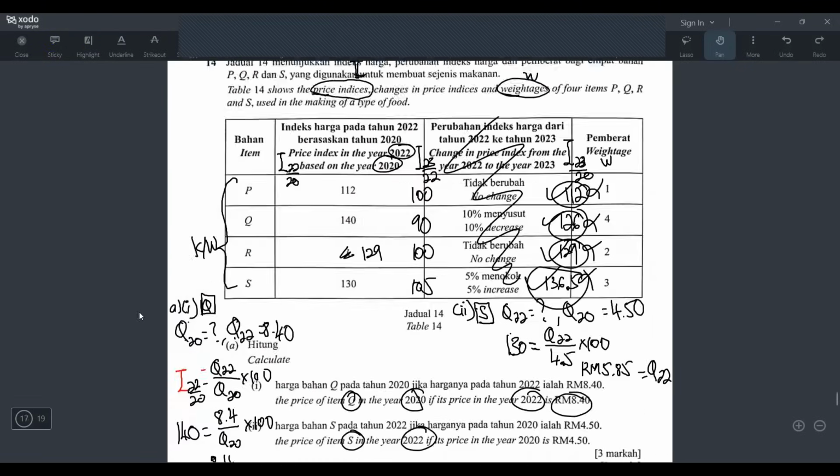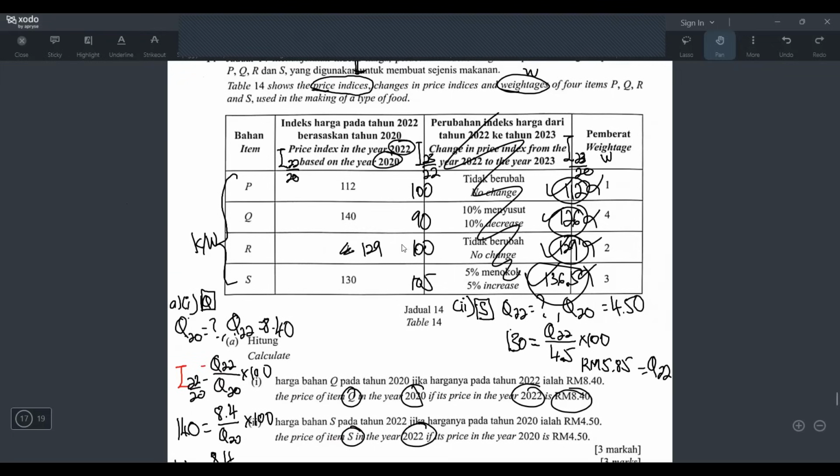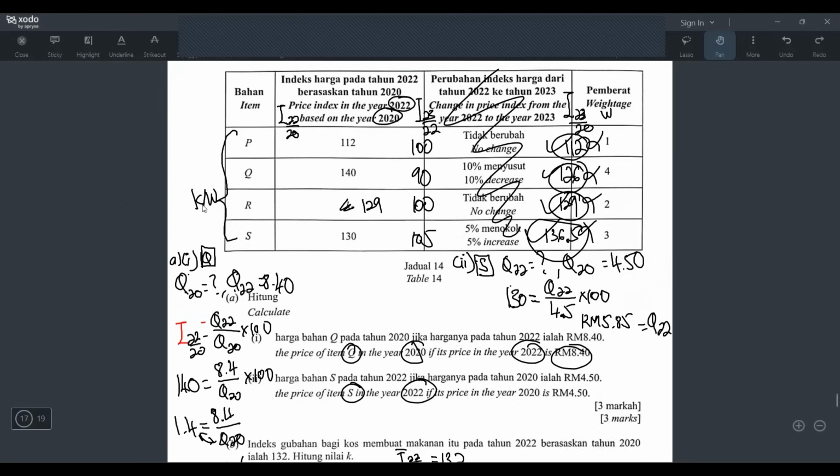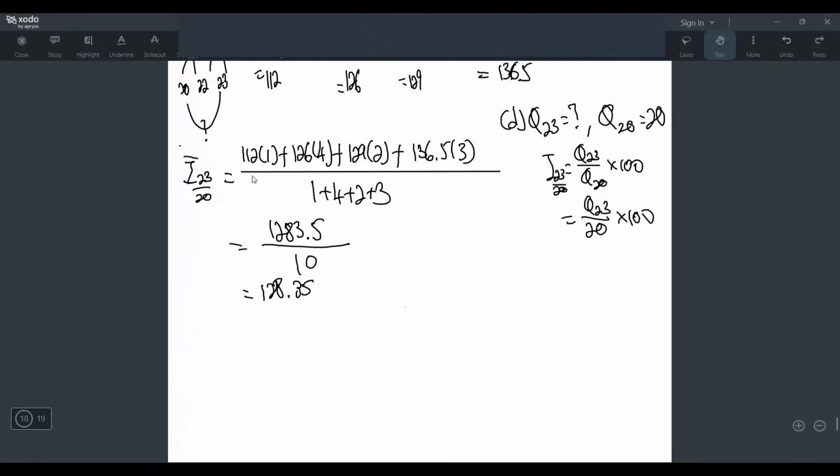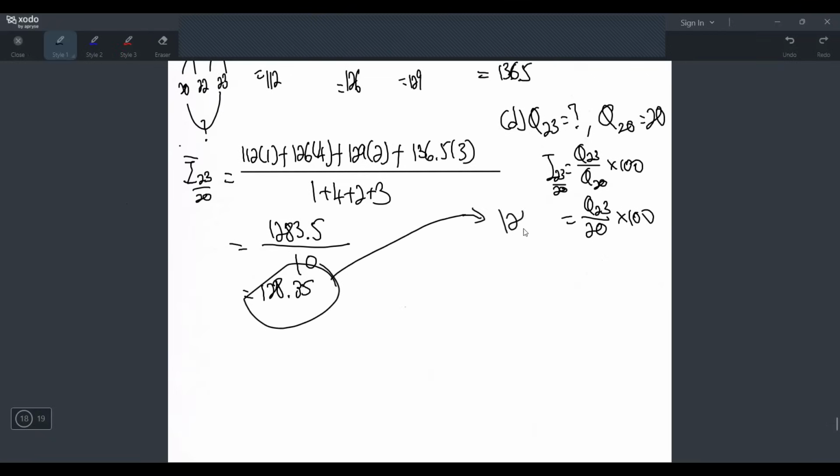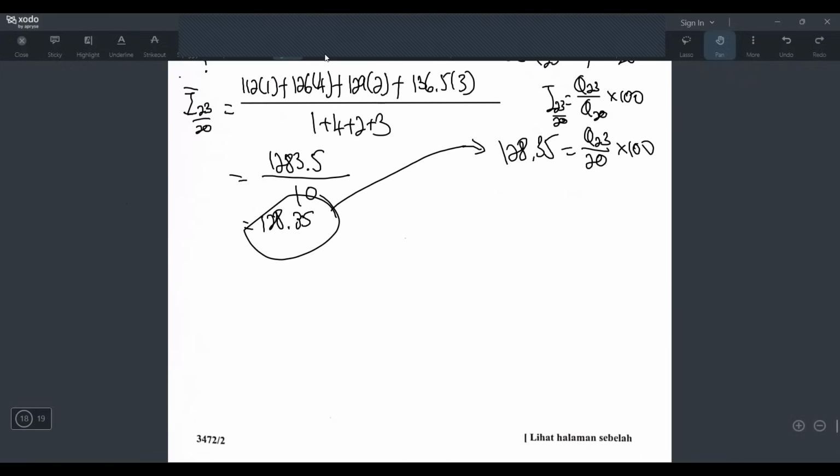They never mention any keyword here. They never mention P, Q, R, or S. It means what you are taking is not for P, Q, R, S. What you need to take is the composite index for 2023 based on 2020. So you need the composite index for 2320, which is 128.35. The reason why is because they never mention any keyword in the soalan. So hope you understand.